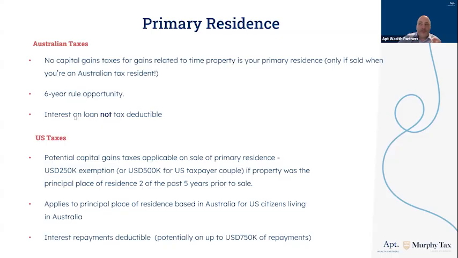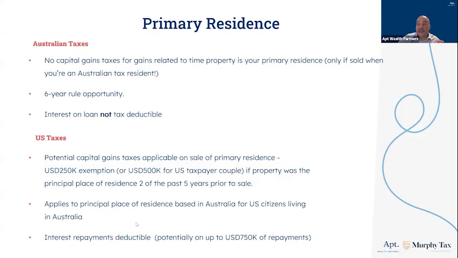A really important point, and something that does differ between the US and Australian system, is that the interest on a loan against a principal place of residence is not tax deductible. If you've got a mortgage against your primary residence in Australia, for Australian tax purposes it's not tax deductible, which differs to the US.